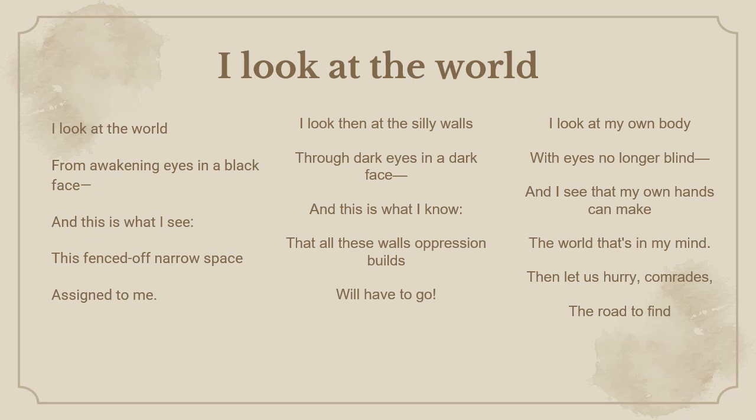In the first two stanzas, the poet was looking to the outside world. In the first stanza, I look at the world, and in the second stanza, I look then at the silly walls. But at the moment he looked at his inner body, his eyes were no longer blind, and he reached the conclusion that he can do whatever he wants. He says, I look at my own body with eyes no longer blind, and at the end of the stanza he says, the road to find.